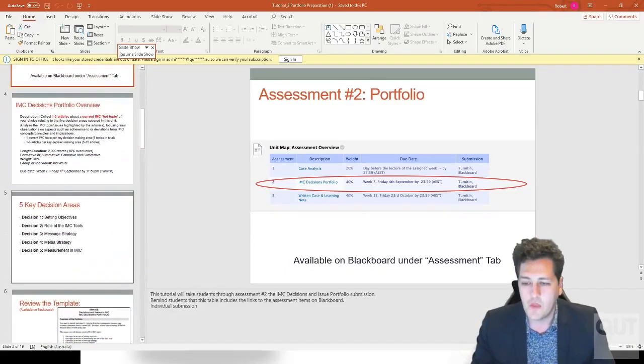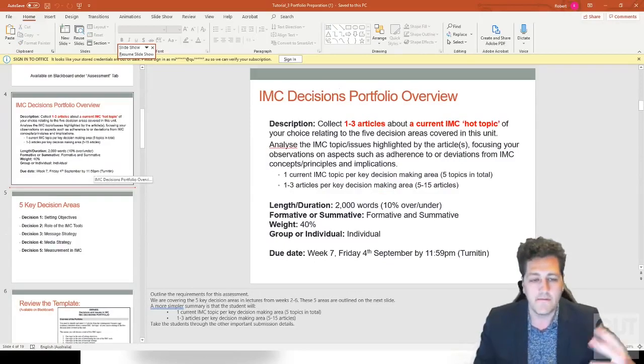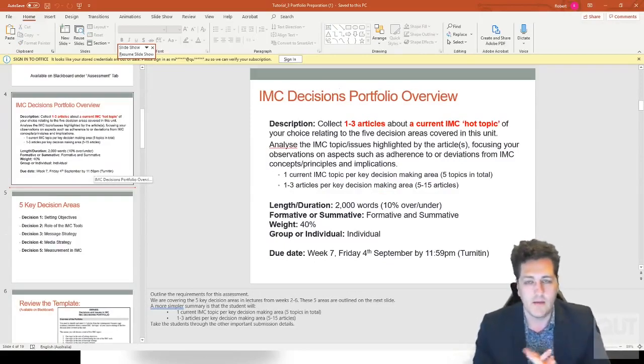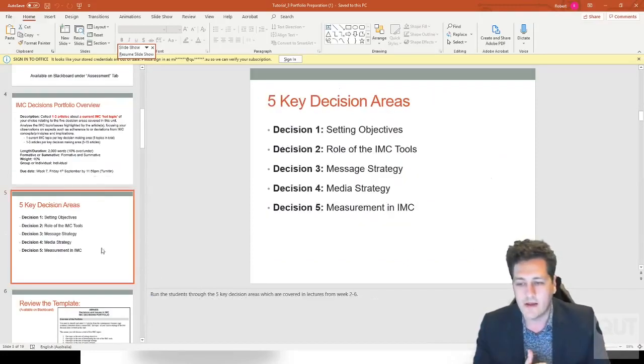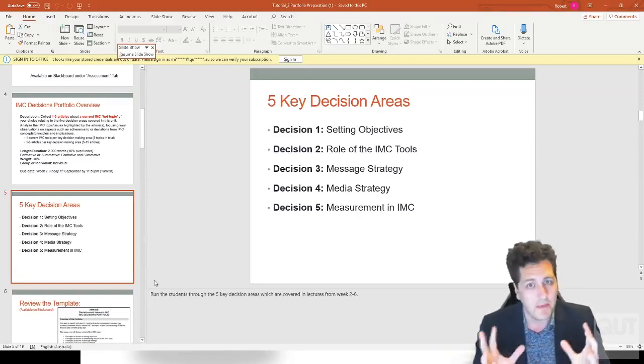The basic idea is you are going to be doing 5 different decision-making areas, and you're going to be describing a hot topic in each of those areas. Just a reminder, the 5 decision areas are: setting objectives, role of IMC tools, message strategy, media strategy, and measurement in IMC. A hot topic is just anything that's affecting IMC decision-making in this area. And it really can be anything.